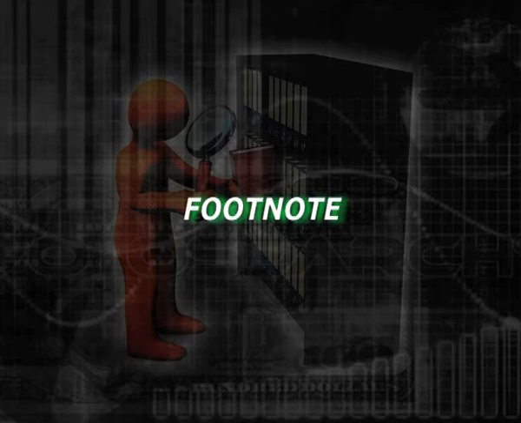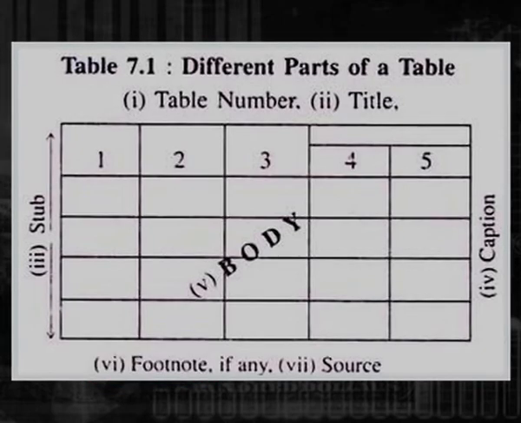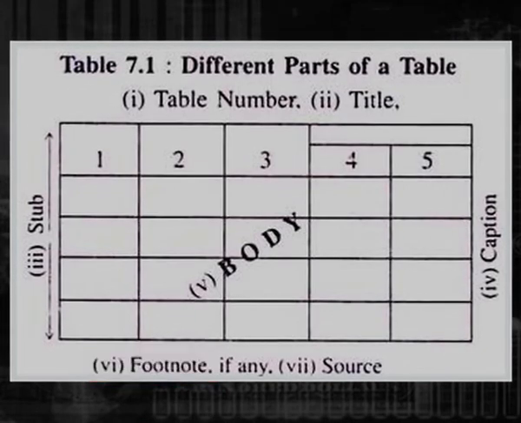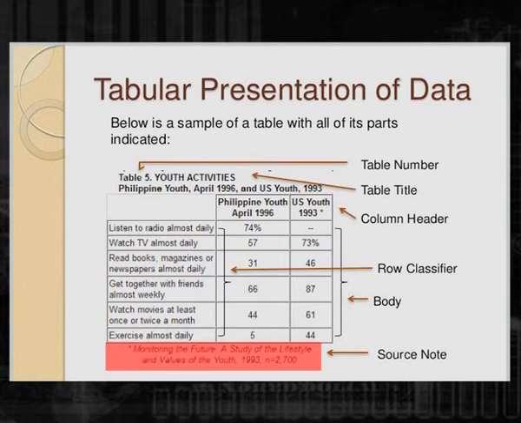Last one, footnote. Anything in a table which cannot be understood by the reader from the title, captions and stubs should be explained in footnotes. If footnotes are needed, they are placed directly below the body of the table.